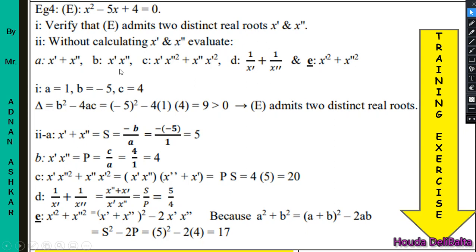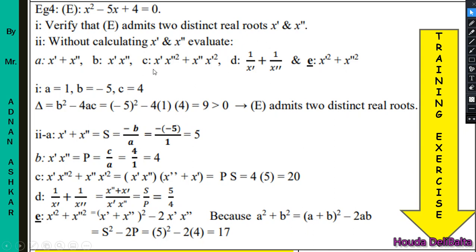Now also required to find x prime dot x double prime, which is definitely the product. And the rule of the product is that it is equal to c over a. What is c? It is 4 and a is 1. Then x prime dot x double prime is 4. So the sum of the roots is 5, the product of the roots is 4, and we are going to use these in the coming parts.